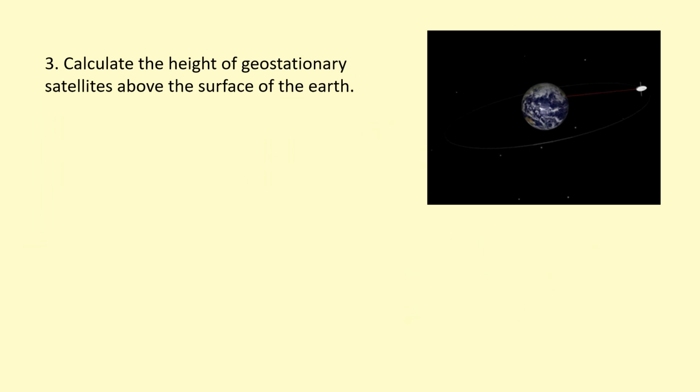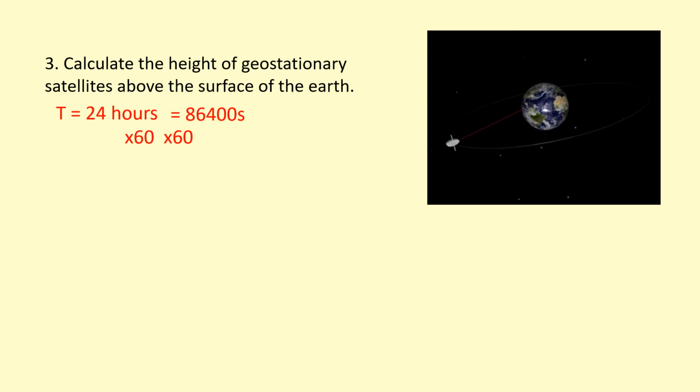In this final example, calculate the height of geostationary satellites above the surface of the Earth. Geostationary satellites have a fixed position in the sky, so it means that they orbit at the same time period as the rotation of the Earth. So they have a time period of 24 hours. I'm going to turn this into seconds by timesing it by 60 minutes and 60 seconds. That gives me a total of these many seconds.